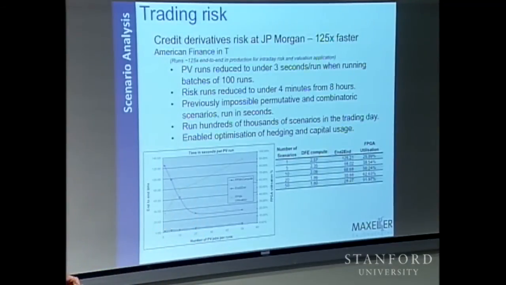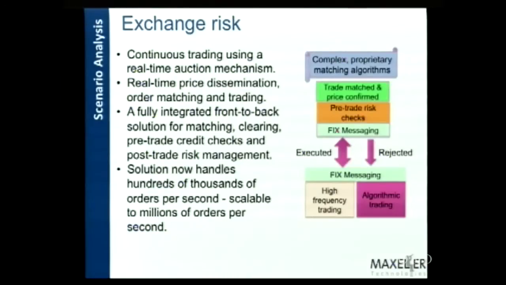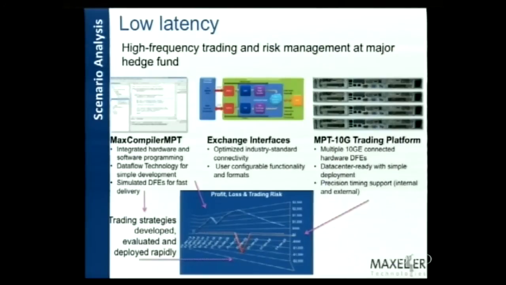Trading risk, just applying these, JP Morgan, 125 times faster, running the same kind of idea. But this is interesting now, is exchange risk. I'll just skip forward and I'll come back to this slide. So we started taking our technology into the low latency area for high frequency trading. Exactly the same data flow technology as we use everywhere else, the compiler, all the tools the same, and applying this for high frequency trading, where the turnaround time is in microseconds between the trades and the exchange.